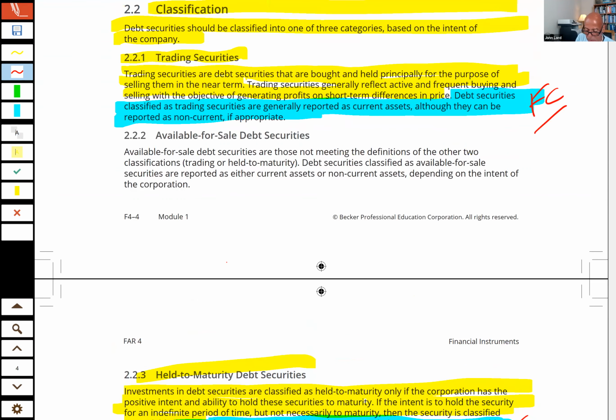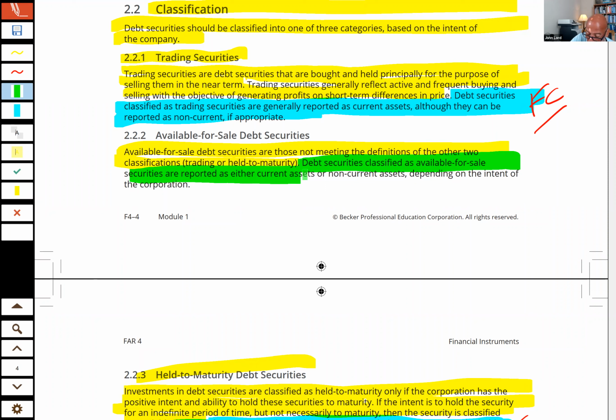Now coming back up, available for sale securities. The reason I wanted to go to held to maturity first is that if you don't put it in trading and you don't put it in held to maturity, then it's available for sale. And debt instruments, say investment in bonds classified as available for sale securities, are reported as either a current asset or non-current, depending on the intent of the corporation.